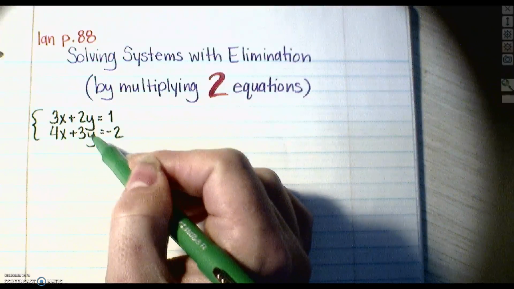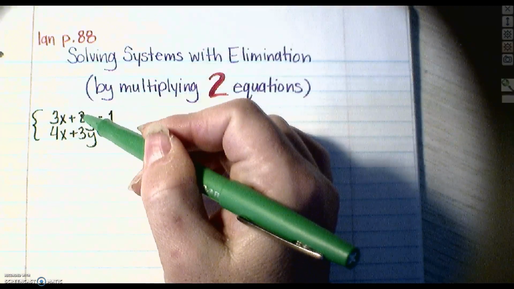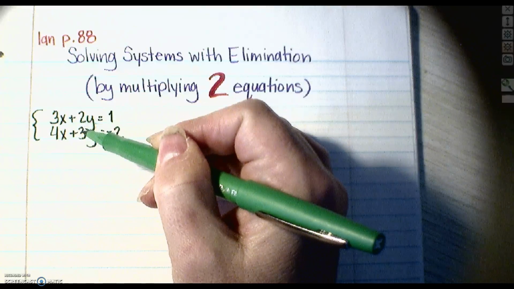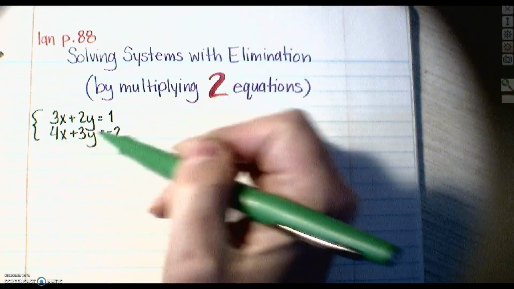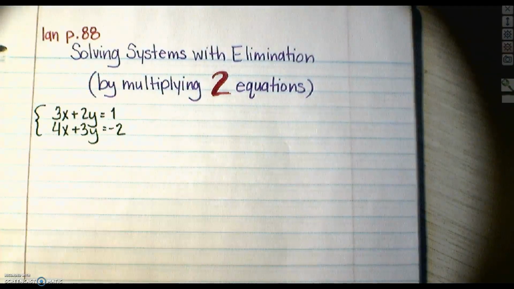Normally we would multiply one or the other of these equations to try to get opposite values. But look here, there's nothing I can multiply this 2 by to get a 3. Nothing. There's nothing I can multiply this 3 by to get a 4. So we're stuck. If we're trying to multiply one equation, that is not going to work for us. So in this case, if we're going to solve by elimination, we have to multiply both our equations.